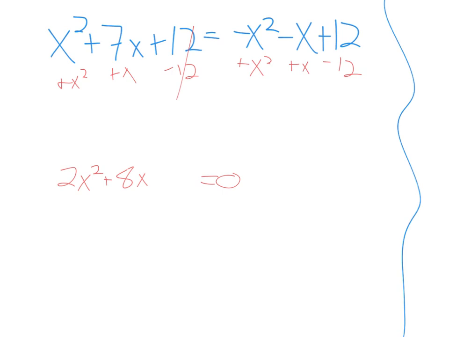Now we'll factor. Always look for GCF first. I'm noticing there's a GCF of 2x, and that would leave me with an x plus 4 in parentheses after I factor that out.